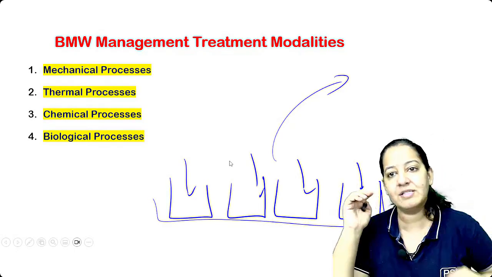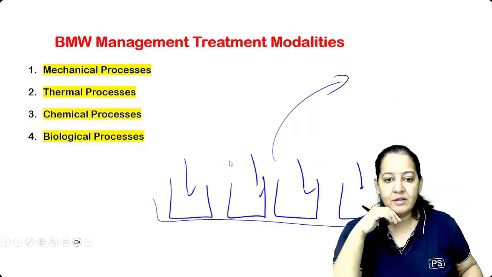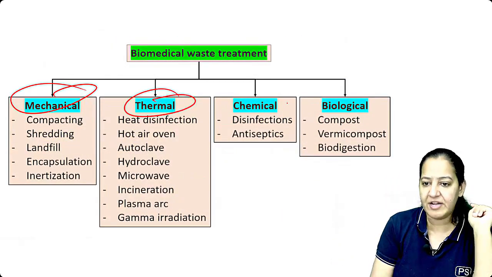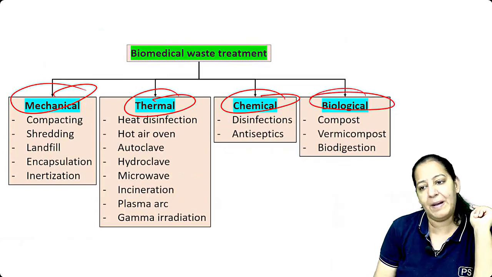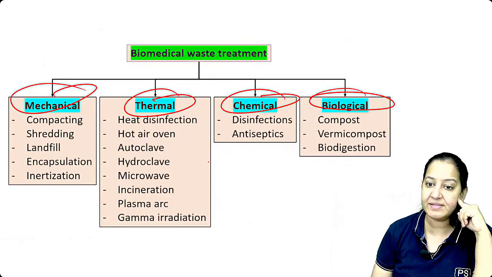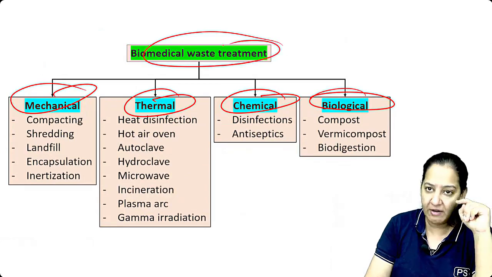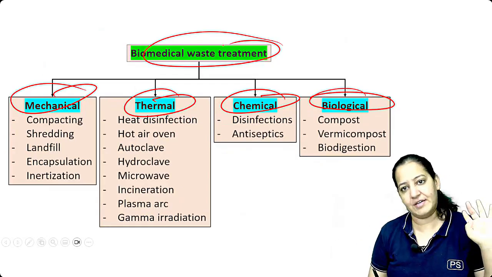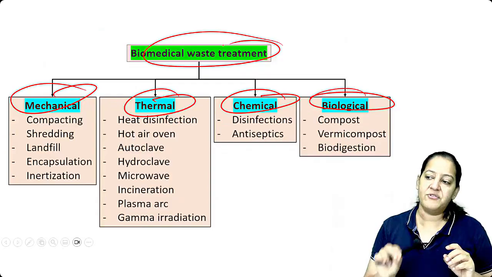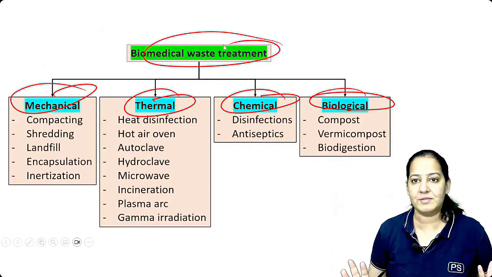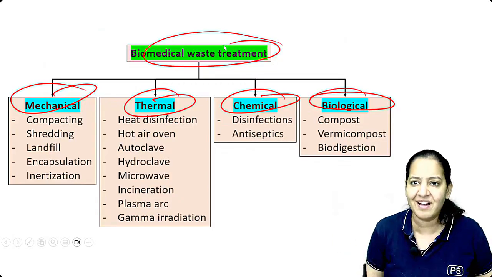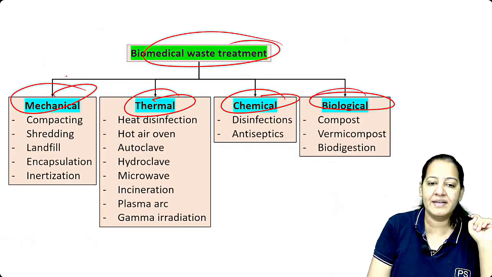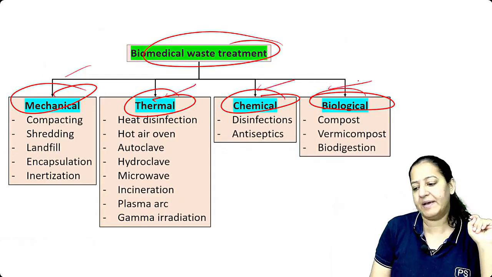So what is the mechanism? How is the treatment done? There are 4 things we can do: mechanical treatment, thermal treatment, chemical treatment, and biological treatment. This is the treatment of biomedical waste. You have done the segregation into 4 dustbins: yellow, red, white, and blue. Now you have to treat it. So treatment is done by one of the 4 ways: mechanical, thermal, chemical, and biological.